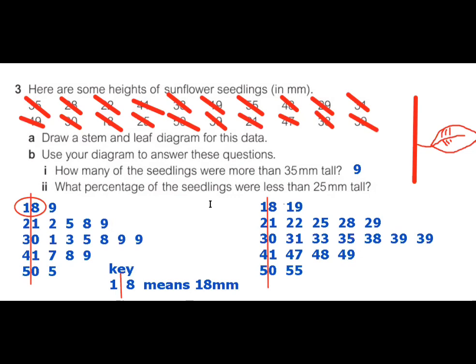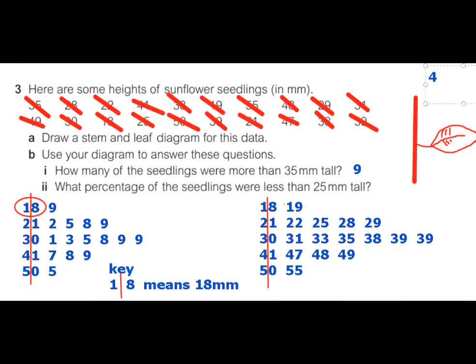Now question 2: what percentage of the seedlings were less than 25 millimeters tall? Now this one is 25. How many were less than 25? I have 1, 2, 3, 4. I have 4 seedlings, so 4 seedlings are less than 25.